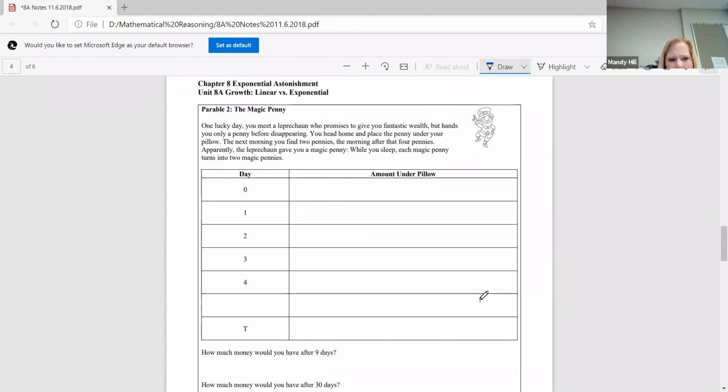You head home and place the penny under your pillow. The next morning you find 2 pennies. The morning after that you find 4. Apparently the leprechaun gave you a magic penny. While you sleep, each penny turns into 2 magic pennies.